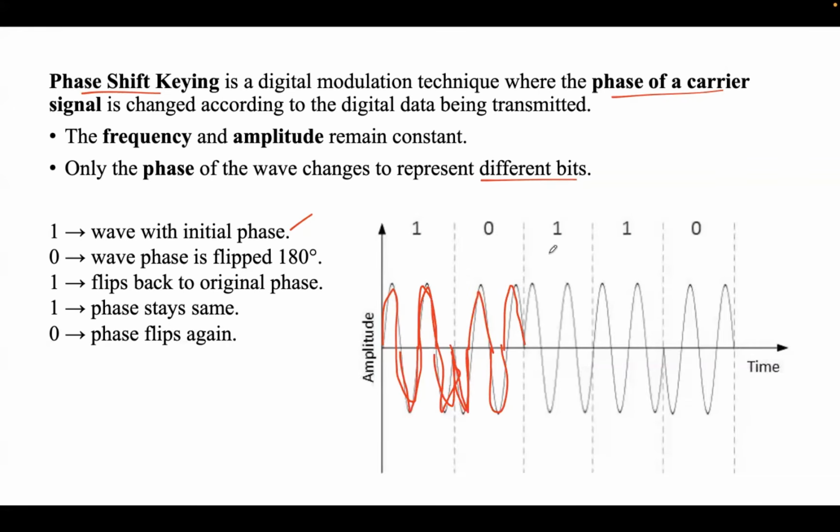So again 1. For 1, this is the original sine wave, and the same wave will be represented. The fourth bit is also 1, so the same signal will be represented in the fourth case also. Whereas when we get 0, an inversion of the original sine wave will be represented. If it is 0, the phase flips again. Advantages of this method are that it is more noise resistant than amplitude shift keying and requires less bandwidth than frequency shift keying for the same data rate.